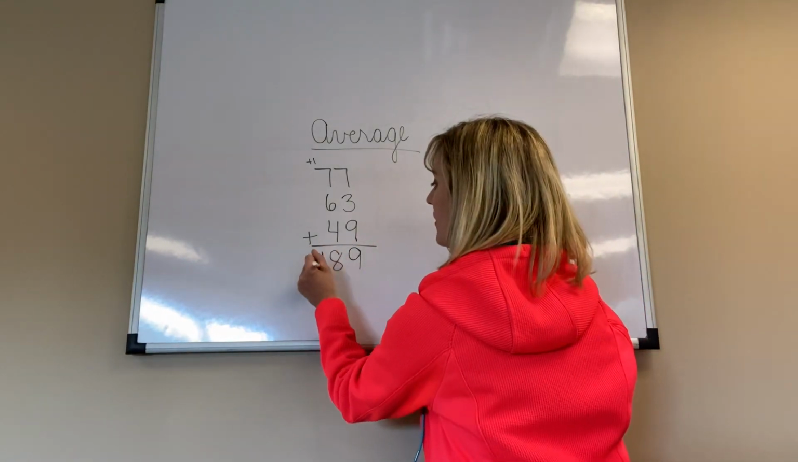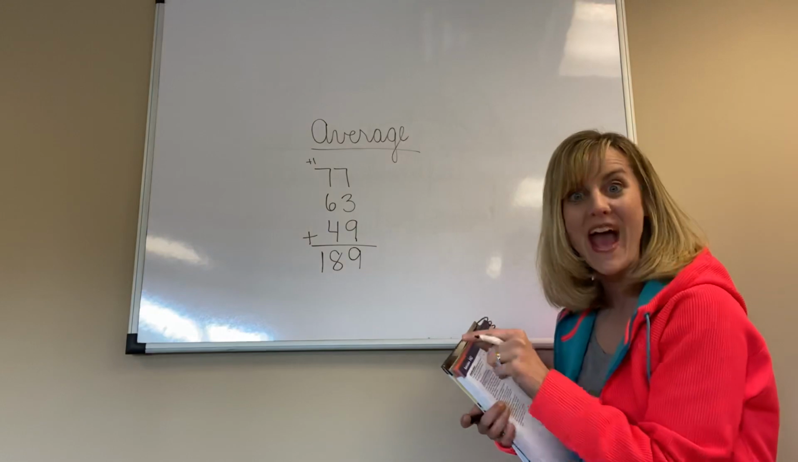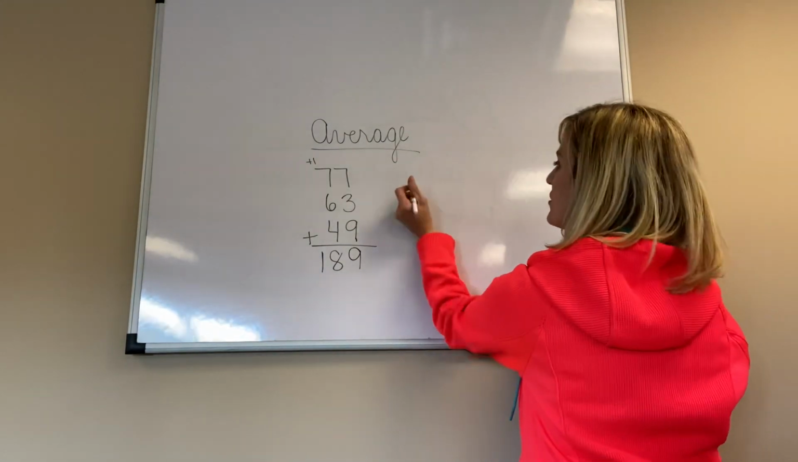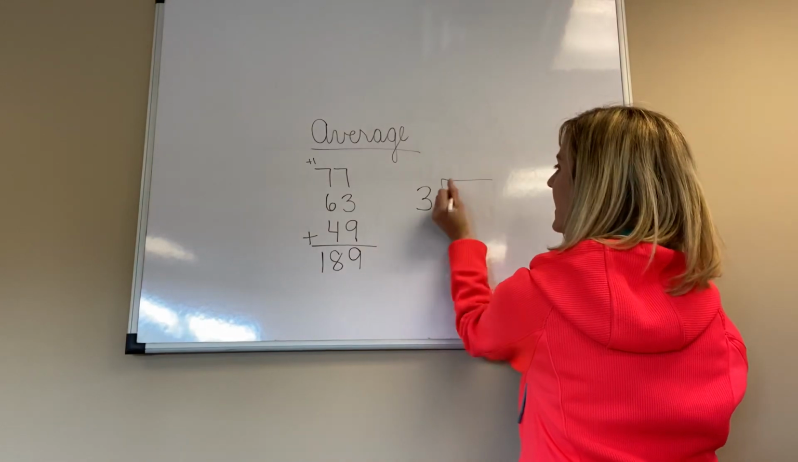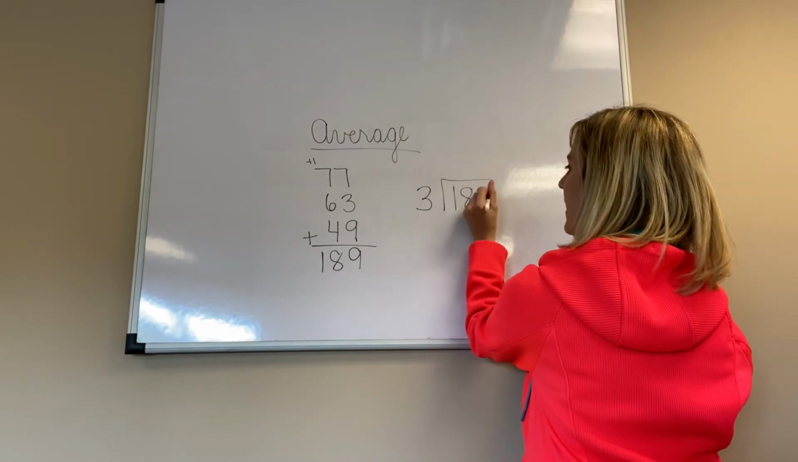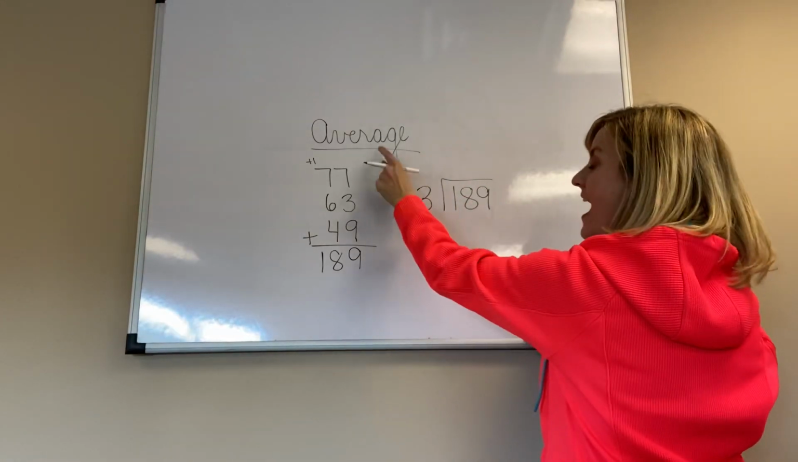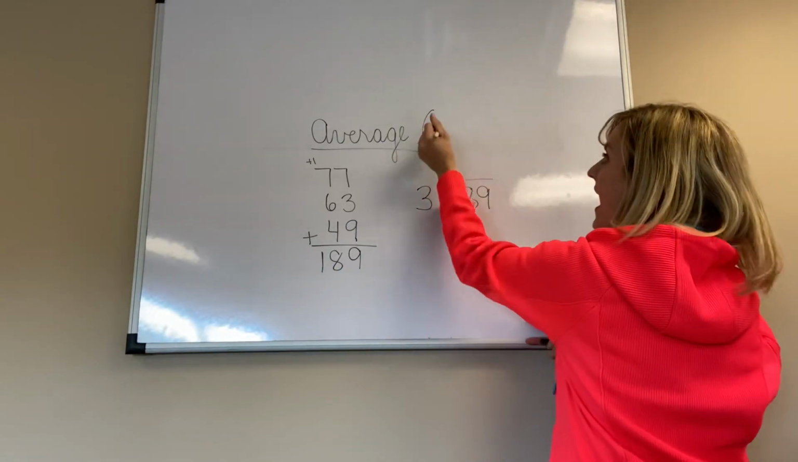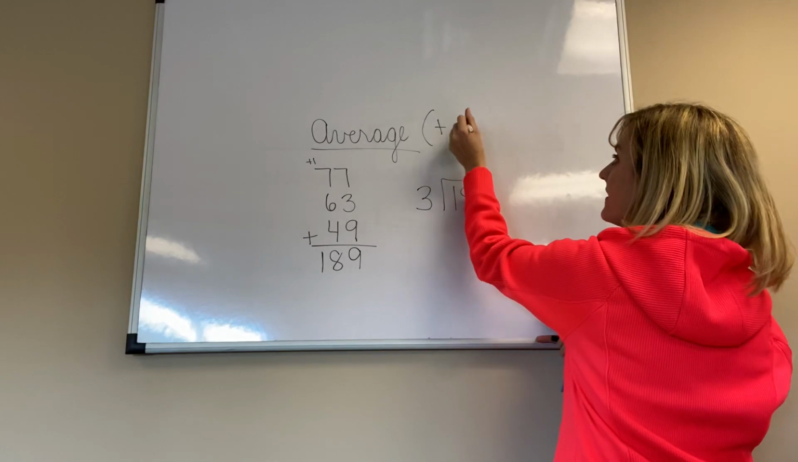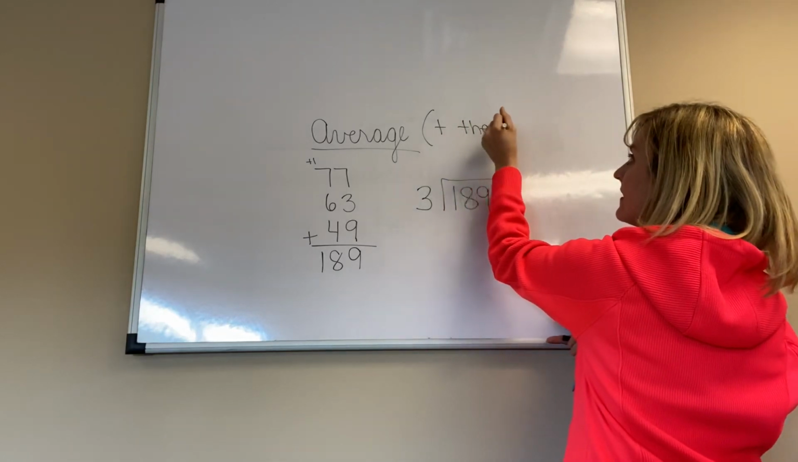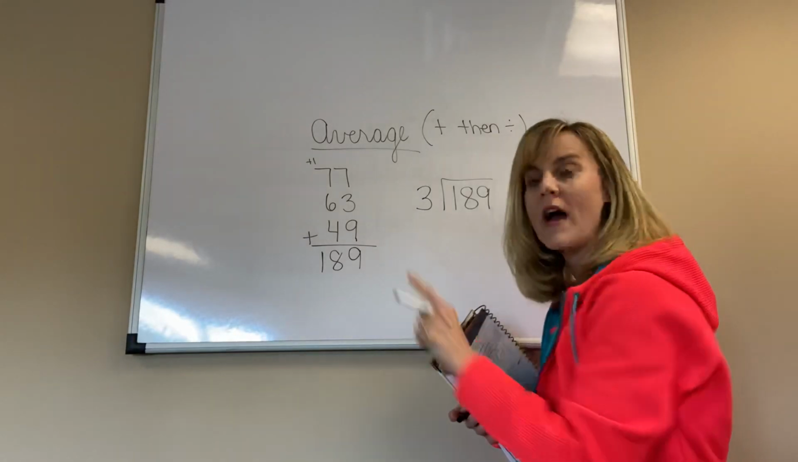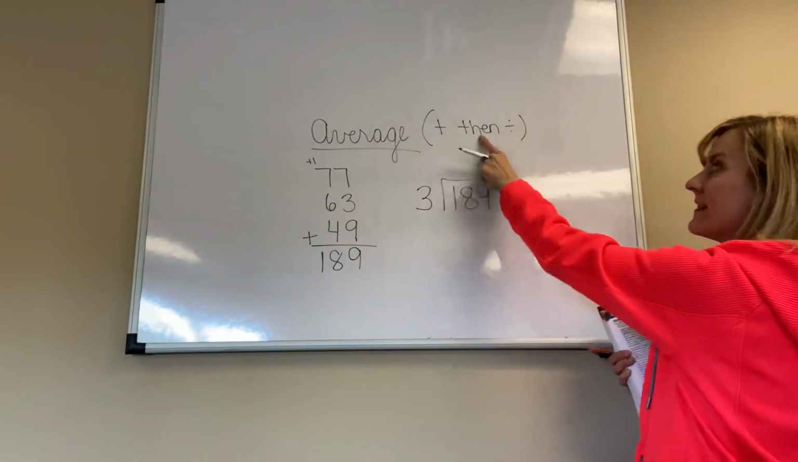Now what do we do? We divide by the number of add-ins, right? So how many add-ins? 1, 2, 3. So we're going to do 189 divided by 3. Notice that averaging is a two-step process, okay? You add, then divide. Add, then divide. Say that with me. To average, you add, then divide.